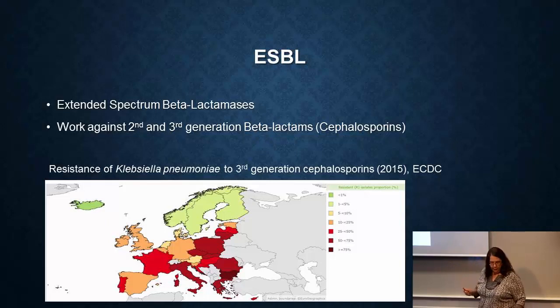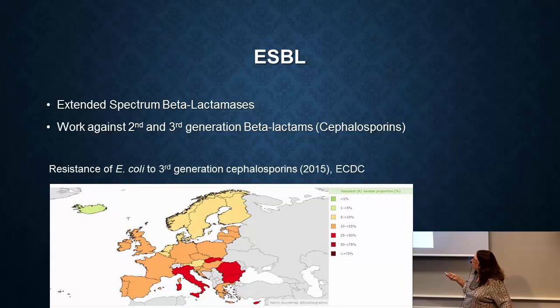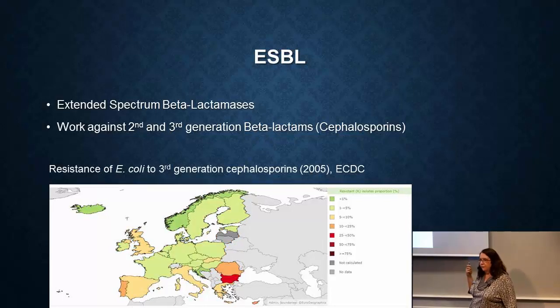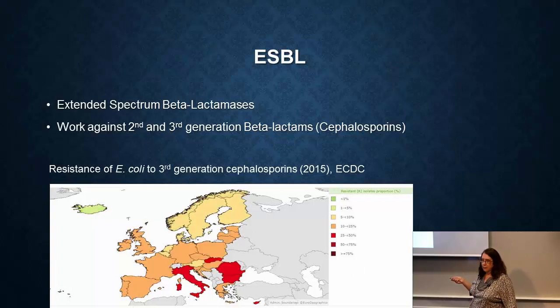This is one particular bacteria, though. A second bacteria here is E. coli, also showing resistance to third-generation cephalosporins. And this is 2015, by the way. This shows Sweden's doing quite well with very low numbers, but again, very big problems south. I want to just point out to you, this slide is 2015. This slide is 2005. This happens very, very rapidly. So if you look at Italy, 10 years ago, Italy was in fairly good shape, and now it's all red. So this type of ESBL bacteria are spreading incredibly rapidly.